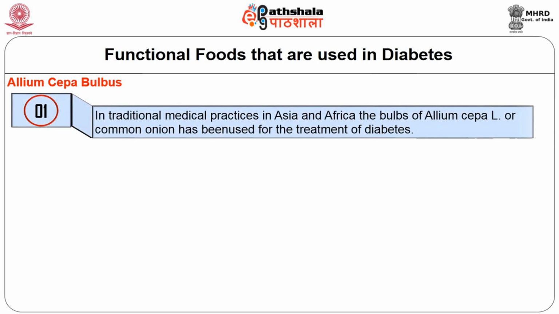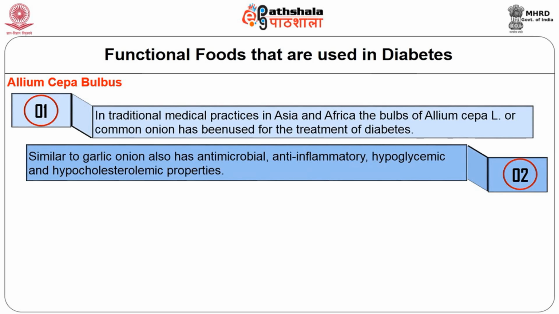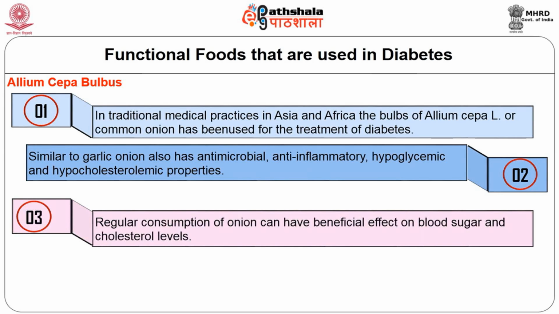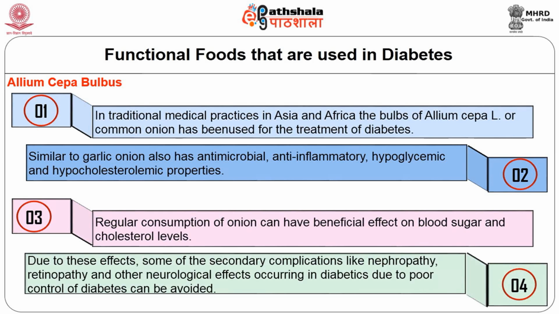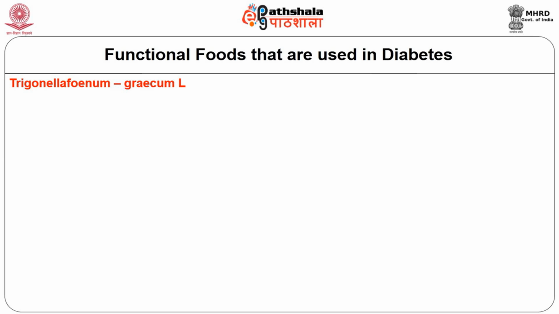The Allium cepa bulb is the onion that is taken by most of us, and it is also similar to garlic and has antimicrobial, anti-inflammatory, hypoglycemic, hypocholesterolemic properties. Therefore, regular consumption of onion can be beneficial. It can also be effective to reduce some of the secondary complications like nephropathy, retinopathy, other neurological effects that occur in diabetics due to poor control of diabetic condition. Then we have the Trigonella foenum-graecum or fenugreek.